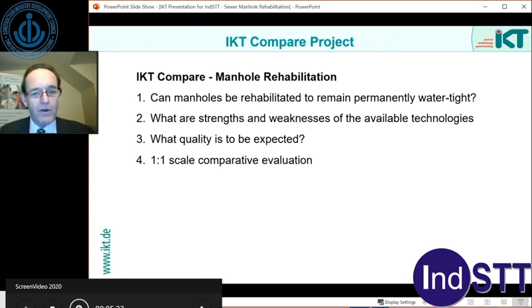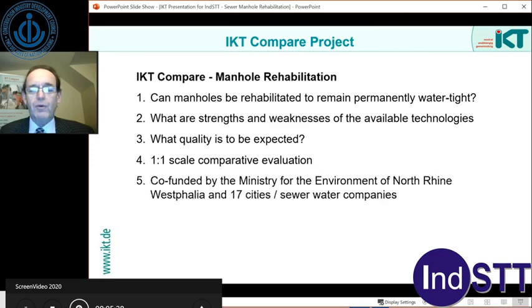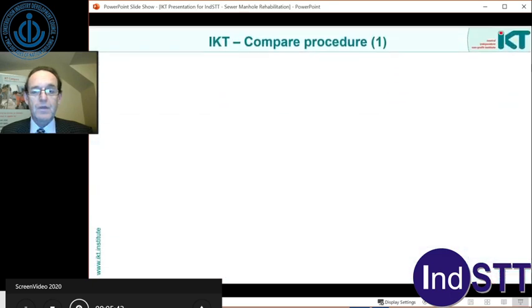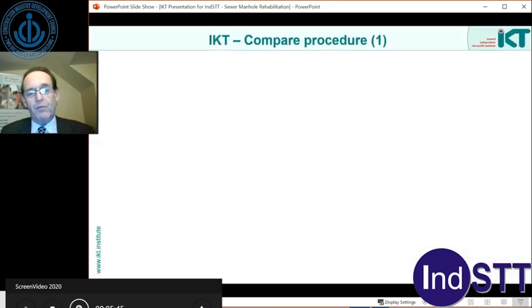We were required to undertake a one-to-one scale evaluation. The whole project was funded by the Ministry of the Environment for North Rhine-Westphalia, which is the largest of the German Länder, and a group of 17 of the cities which own the sewer networks, who formed the project steering group. Now, we have a procedure that we follow with these comparative projects. We've done them for sewers, lateral connections, lateral sewers, manholes, flowable backfill, a whole range of products.